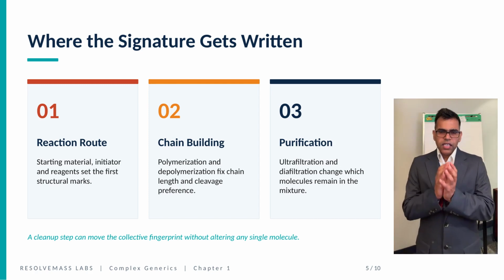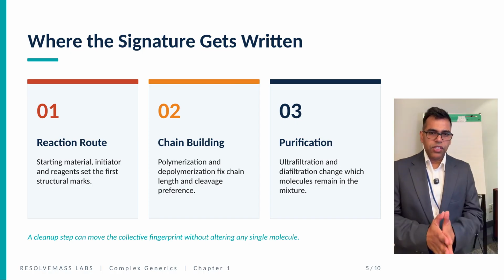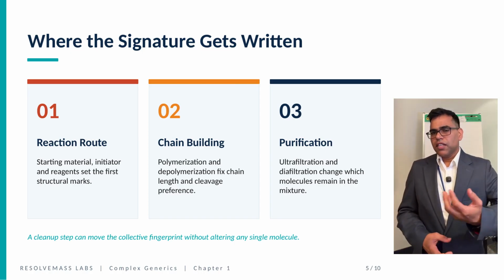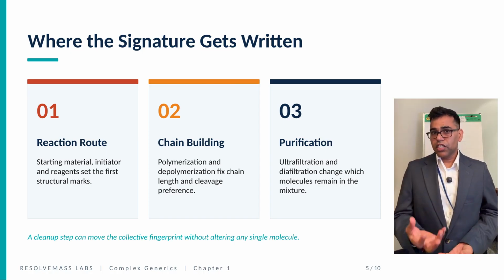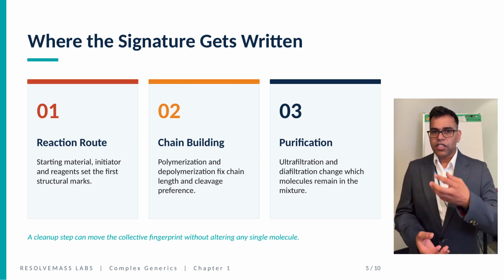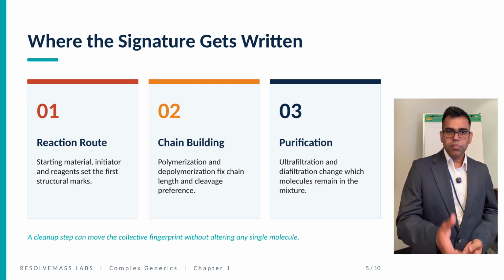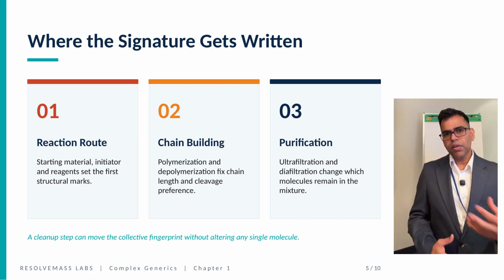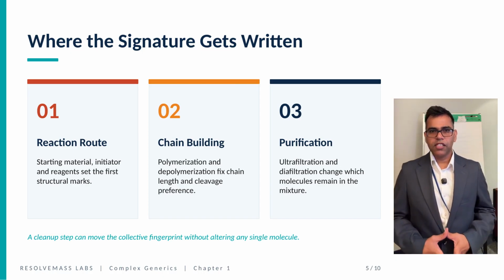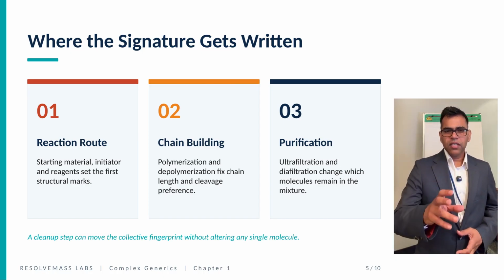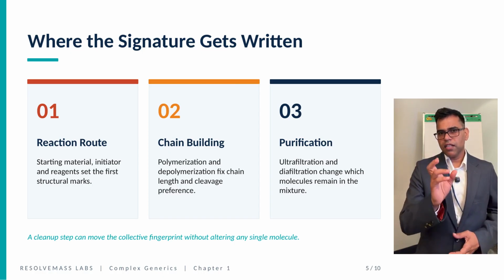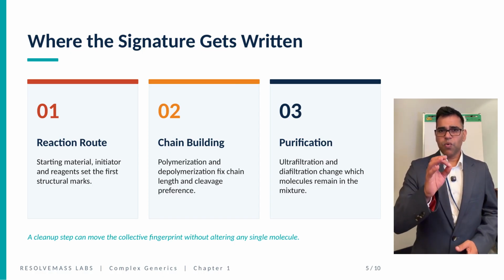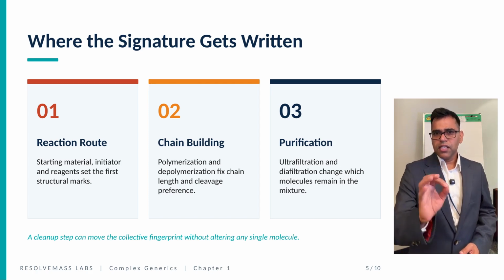So where in the process does the signature really get written? Three places: the reaction route, starting material, initiator, reagents, then the polymerization or depolymerization step, which sets chain length and cleavage preference, and then purification, which is the one that is easiest to overlook.